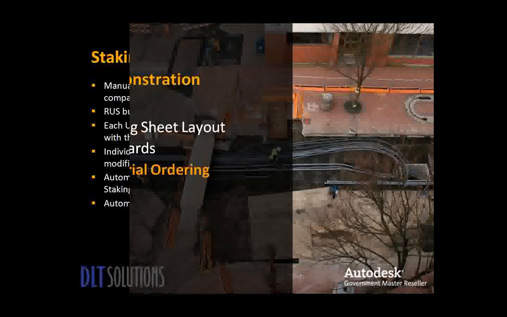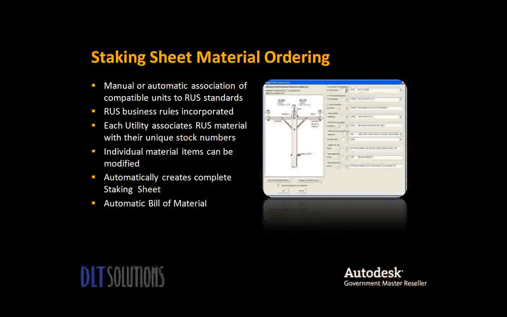Absolutely, Pete. It's all about ordering the material and actually producing the final finished staking sheet. We're talking about the RUS standards, our business rules built into the software. When I talk about business rules, I'm talking about the associations. You saw me with conductors and poles and transformers, but the association between those objects creates the business rules by which those individual compatible units or stock numbers are actually ordered out. So built into the software are the basic generic components that order out those compatible units.